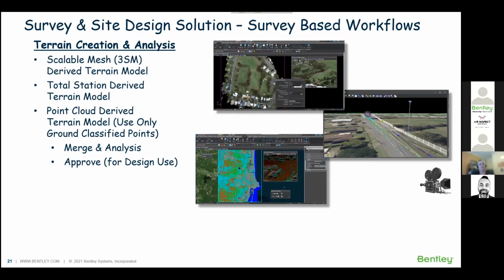We're going to create this scalable mesh derived terrain model. We've already created the total station derived terrain model. We've already extracted out the point cloud that we want to use to create the terrain model. So in essence, we're going to create three terrain models. The first step, however, is we want to take this reality mesh and create a terrain model from that.